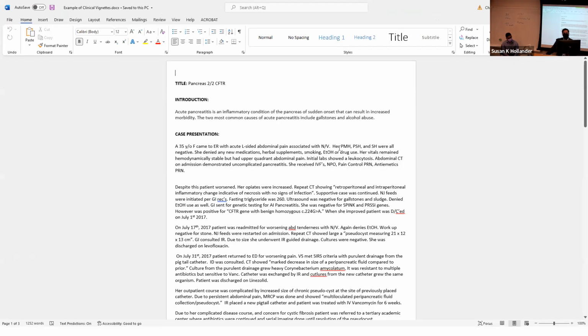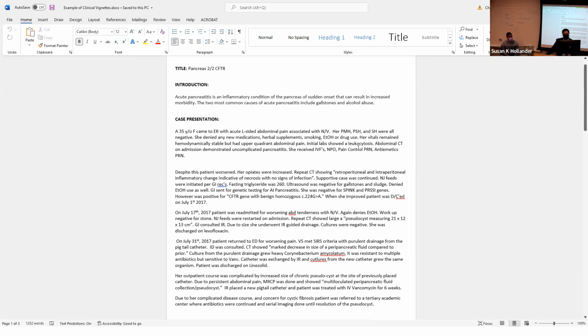So this is an example of a case report that we had someone submit a while back. And I remember the title literally was Pancreatitis 2/2 CFTR. Does anyone understand what that means? I do, because that's shorthand that doctors use for medical documentation. So it means pancreatitis due to CFTR. That's all it means. So there's a brief introduction, which is good, right?